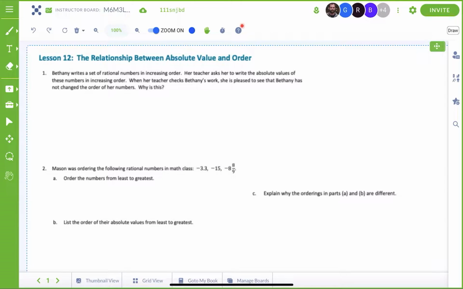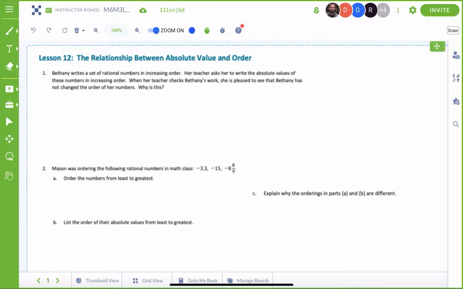This is Math 6, Module 3, Lesson 12, the relationship between absolute value and order. Number 1 says, Bethany writes a set of rational numbers in increasing order. Her teacher asks her to write the absolute value of these numbers in increasing order.